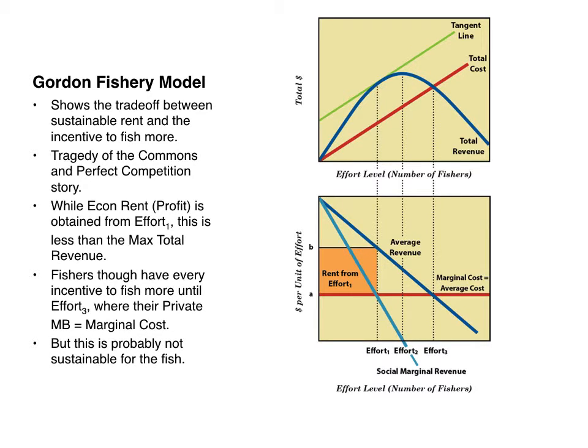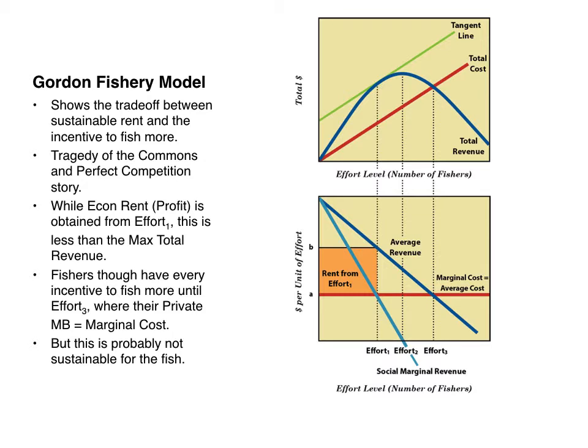And this is probably not sustainable for the fish. So this results in too much fishing going on. It's a tragedy of the commons because the ocean is not owned by any one person. It's owned by everybody, and thus you fish until your own benefit equals your own cost.